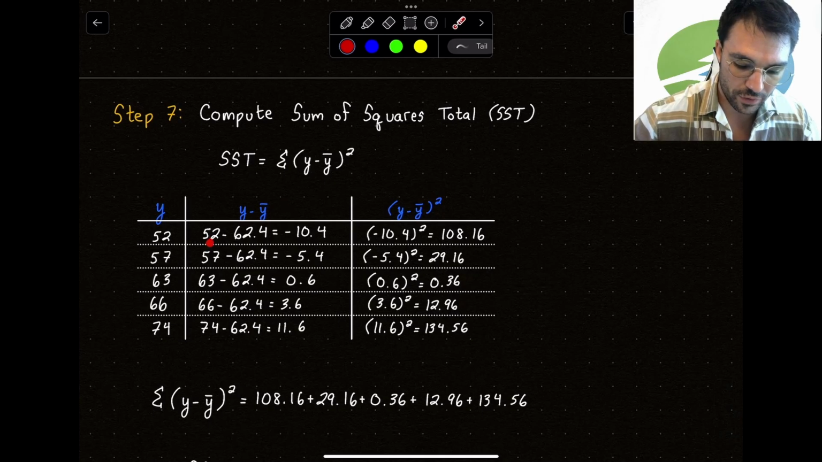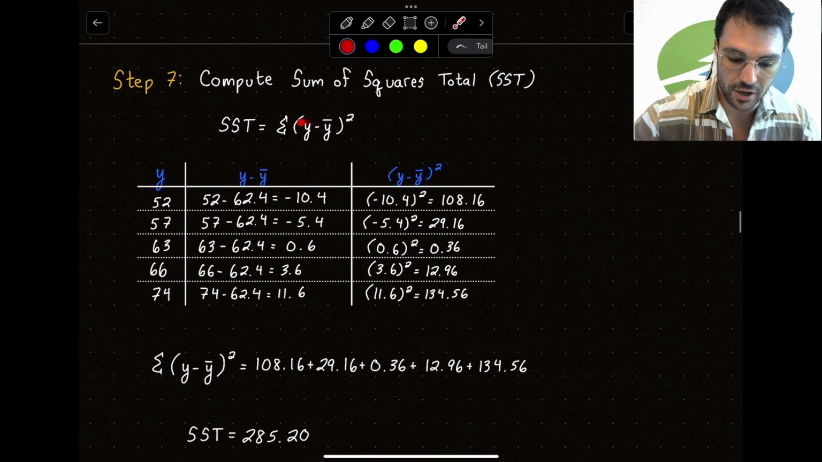Y minus y bar, 52 minus 62.4 is negative 10.4. 57 minus 62.4 is negative 5.4. 63 minus 62.4 is 0.6. 66 minus 62.4 is 3.6. And 74 minus 62.4 is 11.6. And then we need to square them. So we take all the values we found in this column and square them to get the values in this column over here. I'm not going to read it all out. I'm sure you could see the work right here.